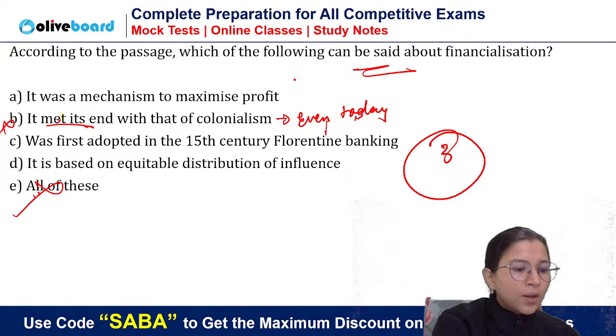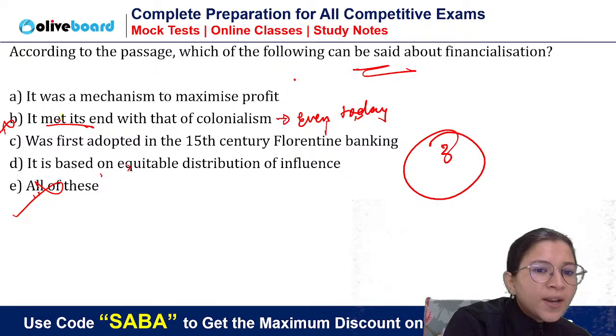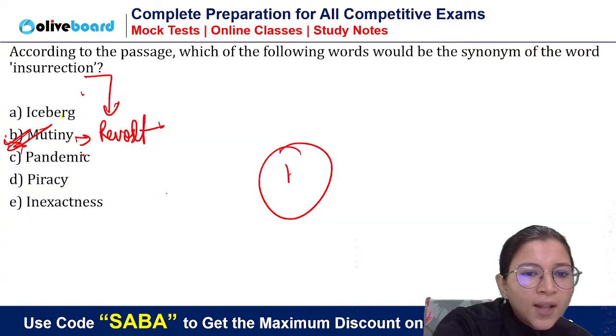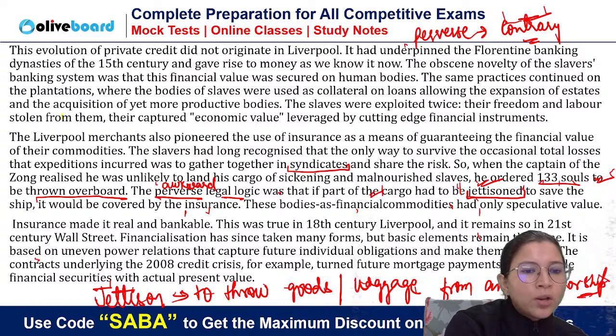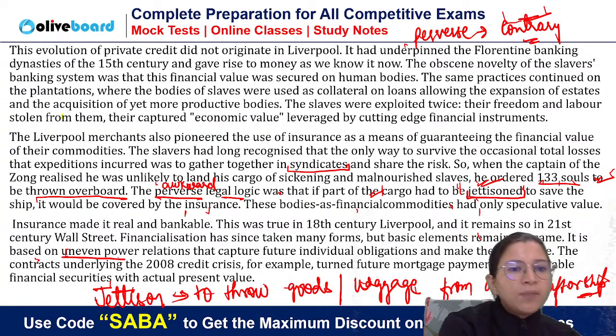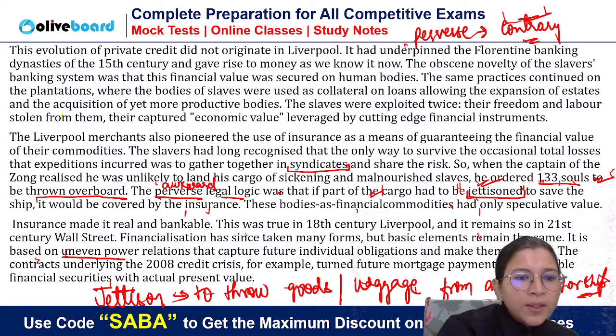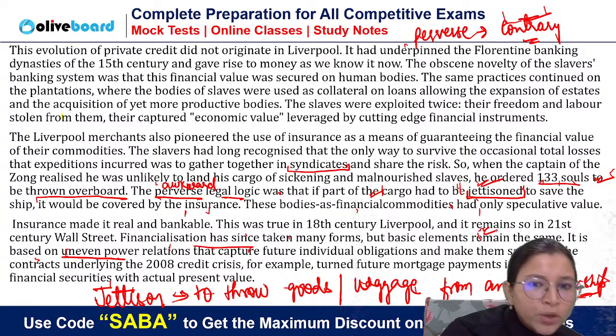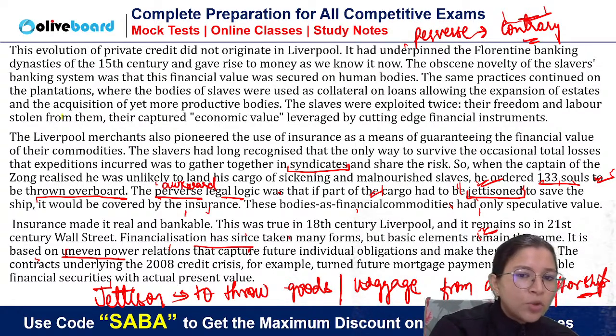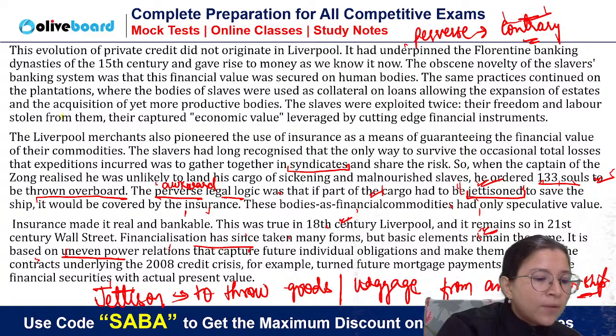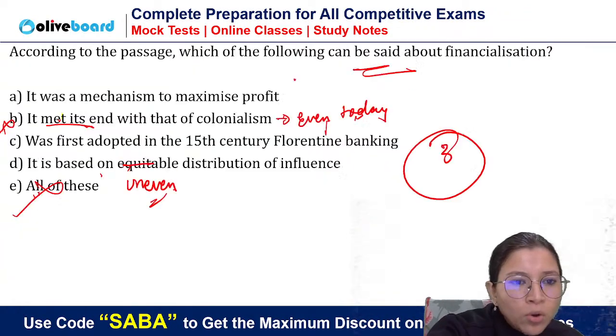B is wrong. And then this is given that it is based on uneven distribution of influence. You can see it in the last line. It is based on uneven power relations. Uneven power relations means not present time. And here it is given that financialization has taken many forms, means it is present even in the 21st century. So it did not end in the 15th century. So it is present even till today. So this is also wrong.